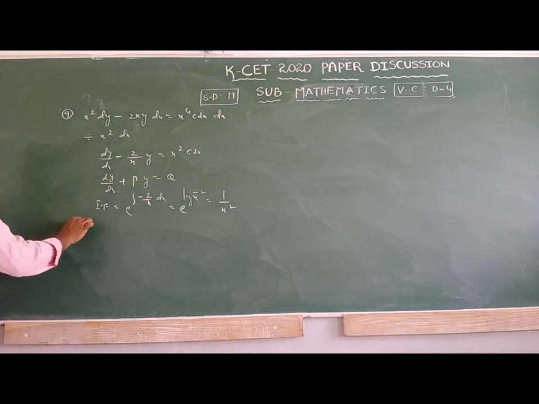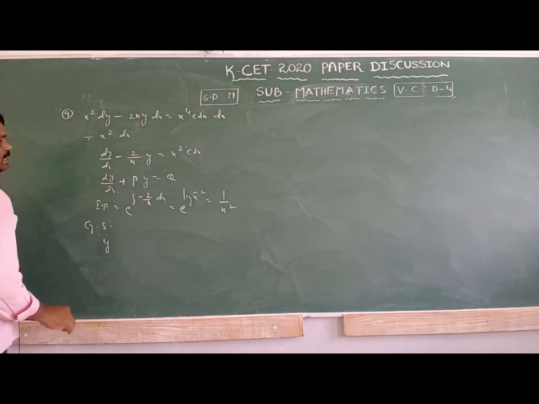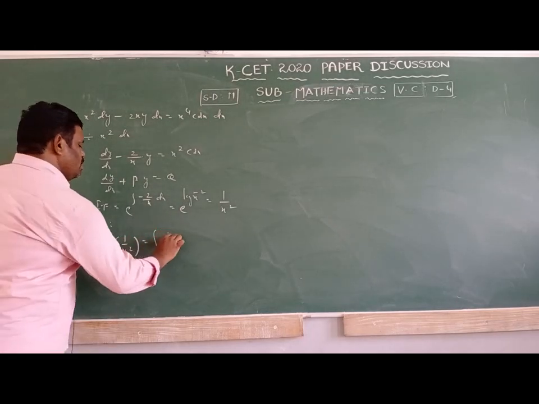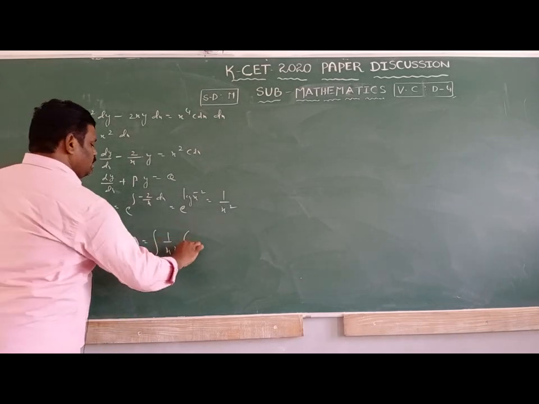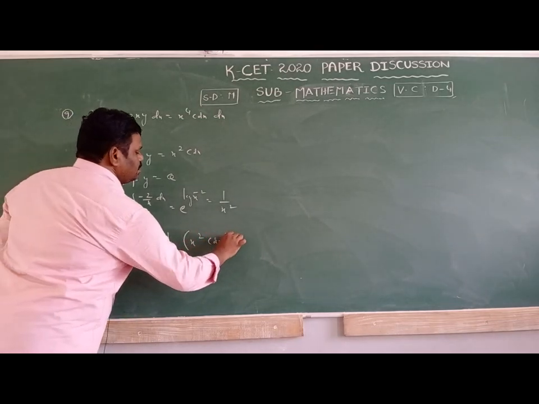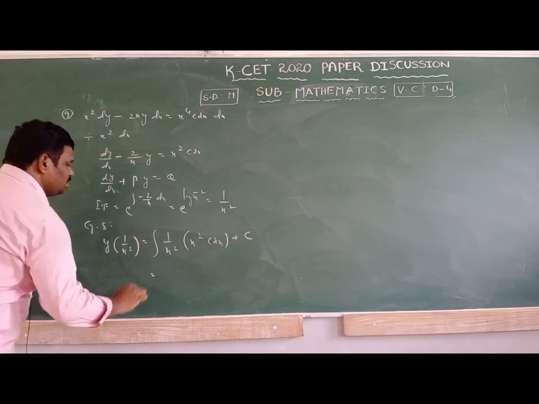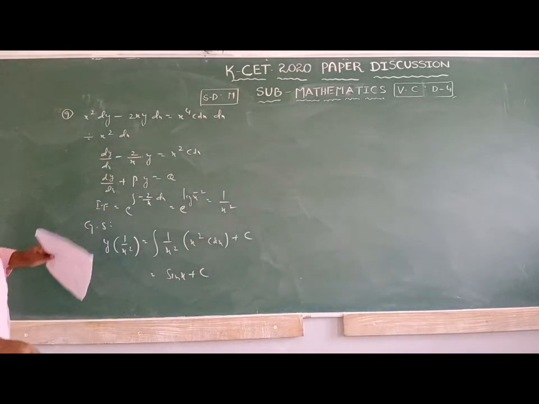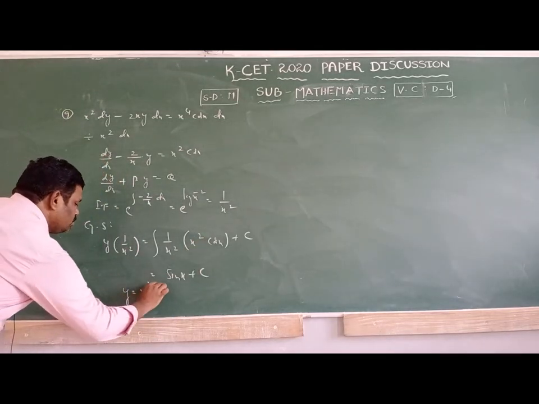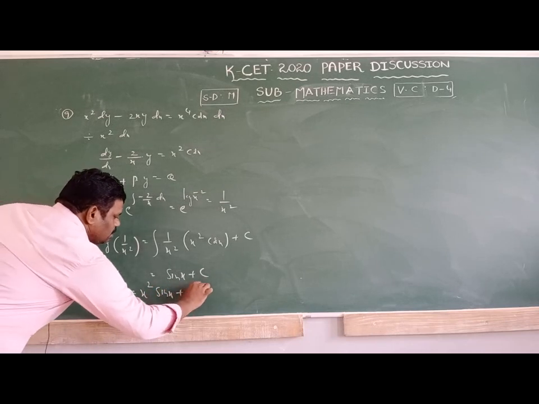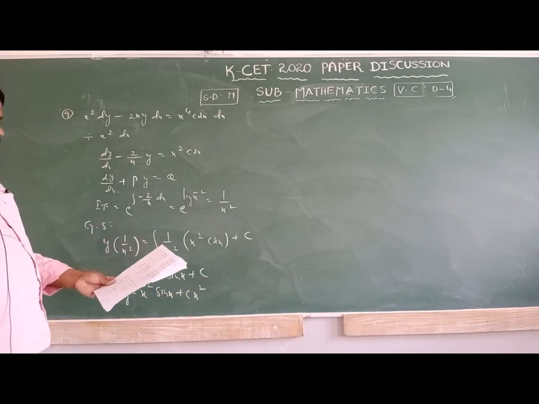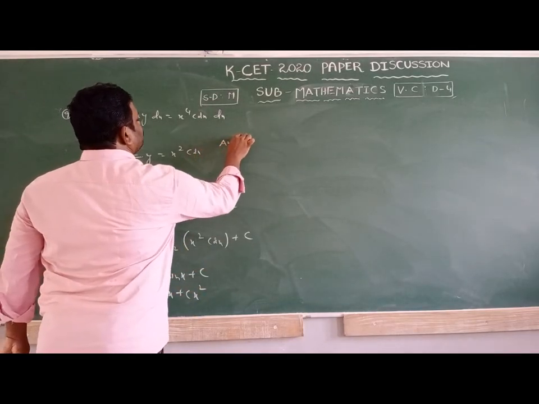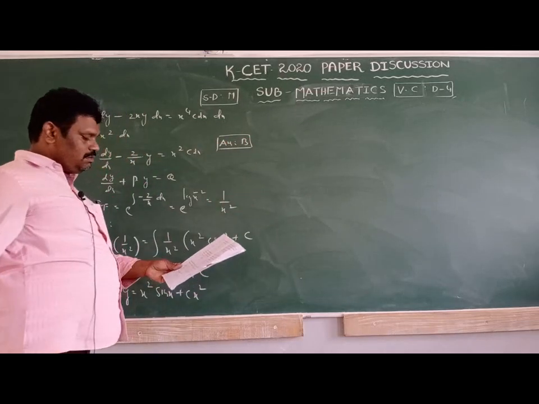So the general solution is y into the integrating factor 1 by x square is equal to the integral of IF into Q, that is the integral of cos x, which gives sin x plus c. The x square cancels, and the integration of cos x is sin x plus c. Now cross multiplying, y is equal to x square into sin x plus c into x square. So y is equal to x square sin x plus c x square. The answer is option B.